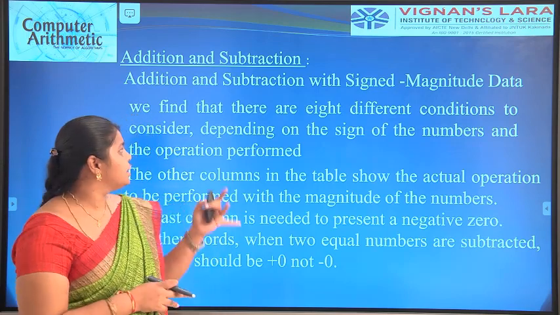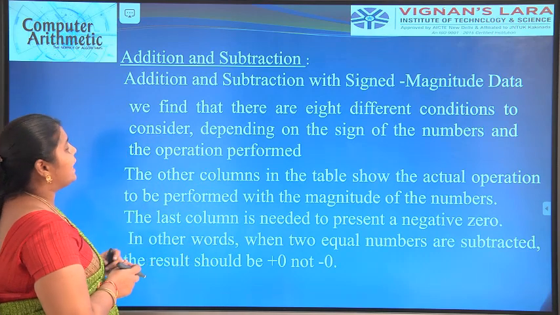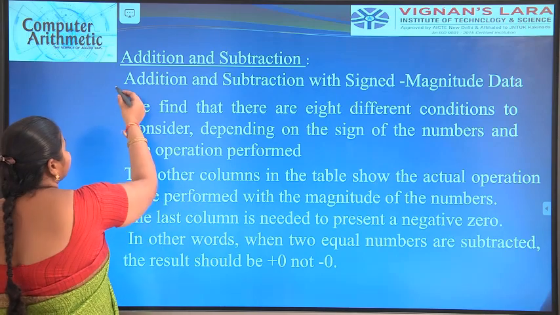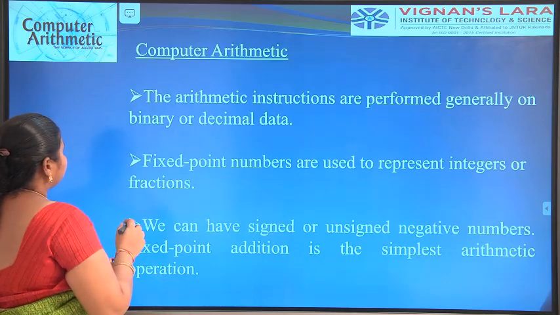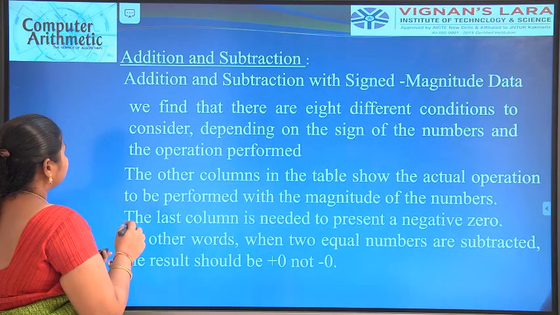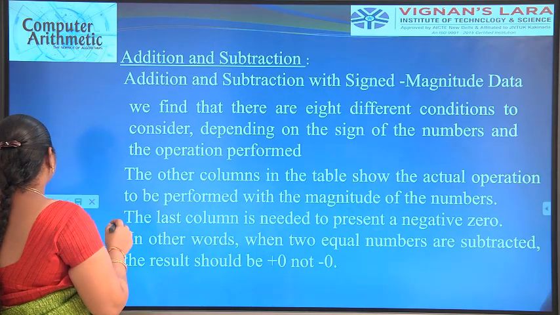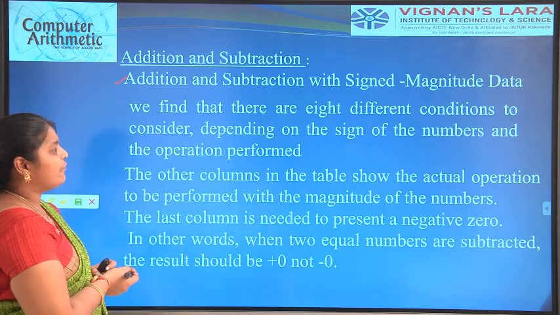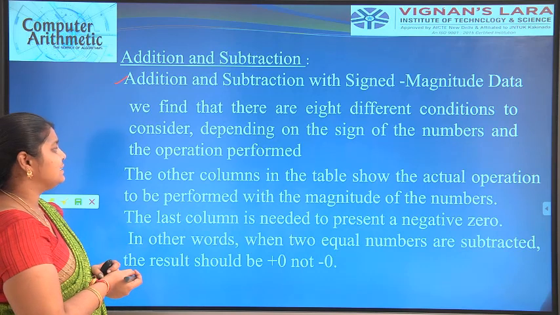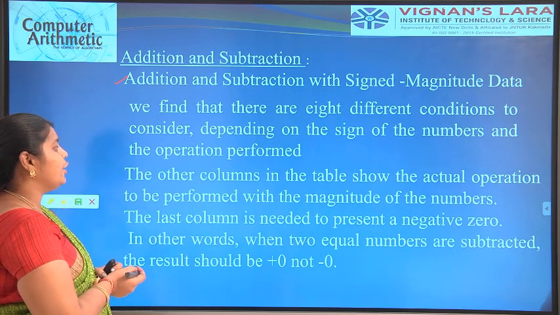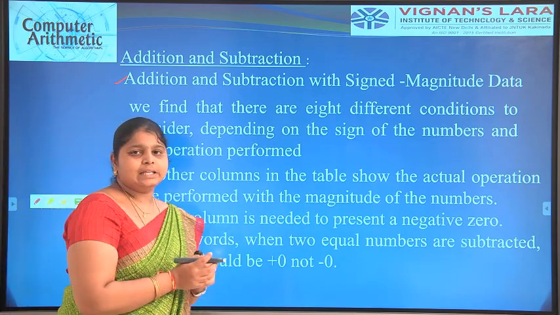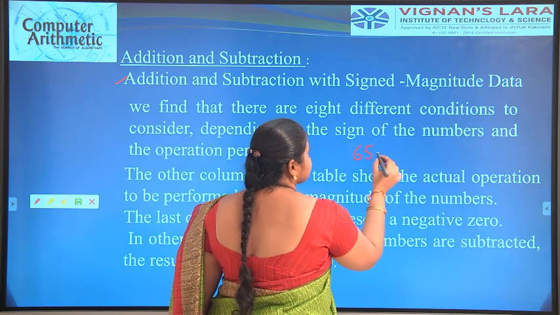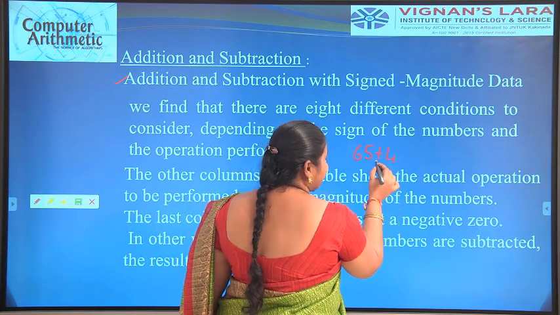First, we see the addition and subtraction operation. First one, addition and subtraction with signed magnitude data. We find that there are eight conditions to consider depending upon the sign of the number and the operation performed. For example, we take the number 65. What operation can be done? 65 plus 4. Here the sign representation is plus.